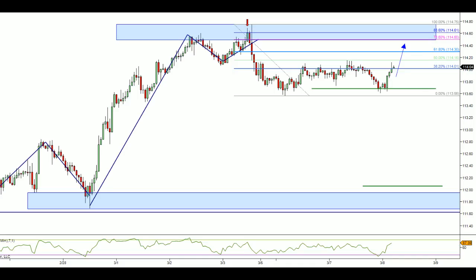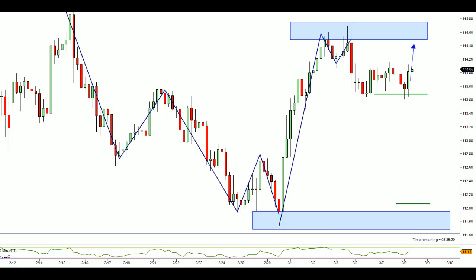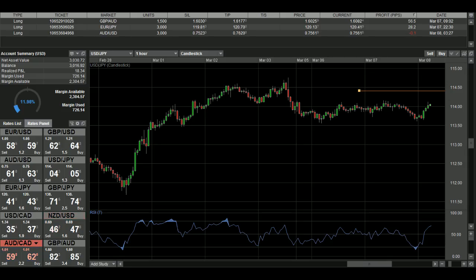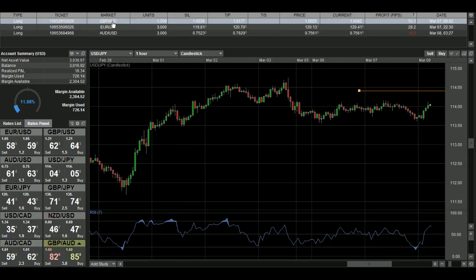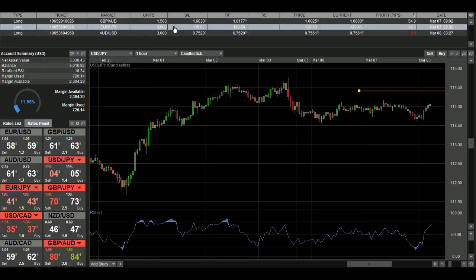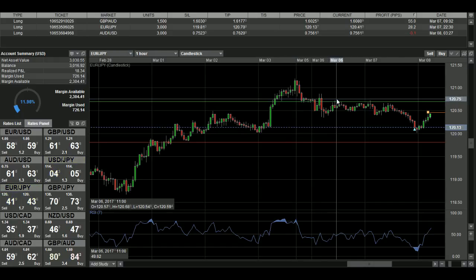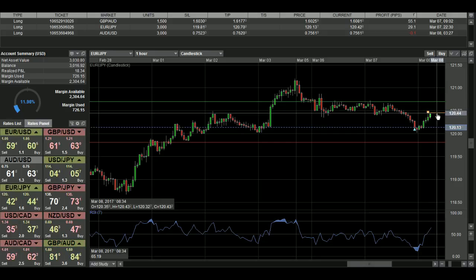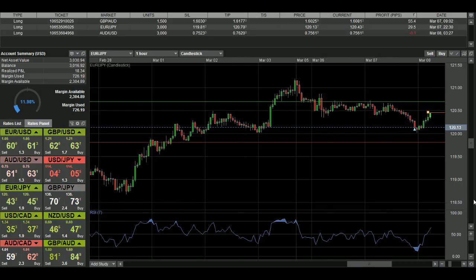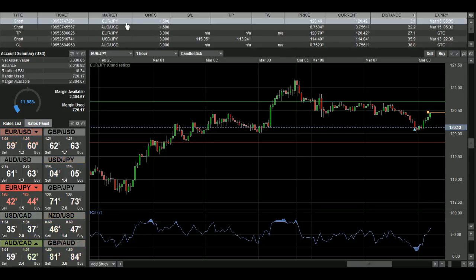So let's see where we're at, and look at my trades that I got open already before I get started here. So I'm long pound Aussie. Euro Yen hasn't hit target one yet. Looks like I'm about to hit target one on Euro Yen. Yeah, I'm 3 pips away from target one.